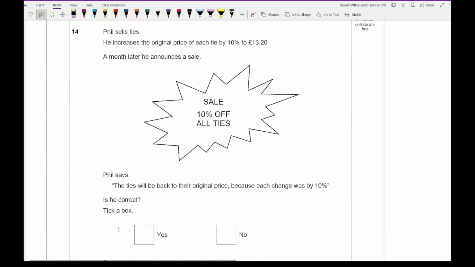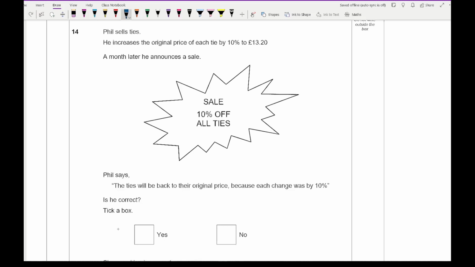Moving on to question 14, it says Phil sells ties and he increases the original price of a tie by 10% to £13.20. A month later, he announces a sale of 10% off all ties. Phil says the ties will be back to the original price because each change was 10%. Is he correct? So let's have a look at the two comparative prices.